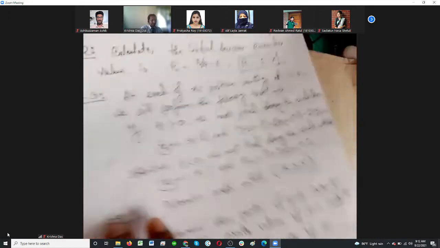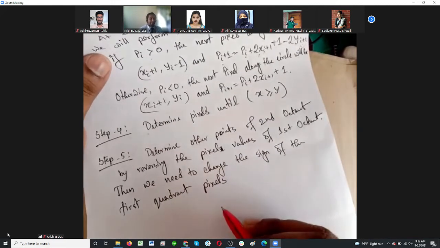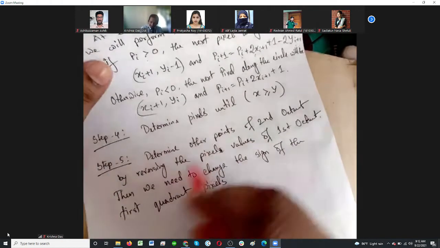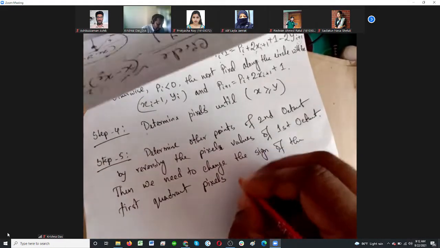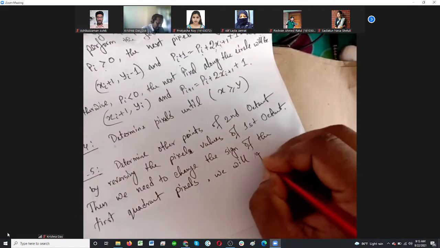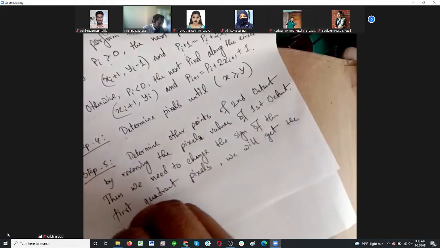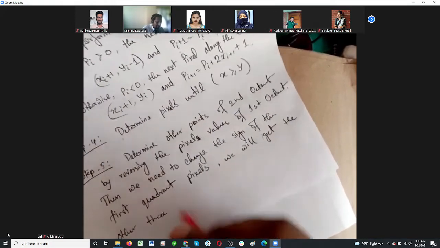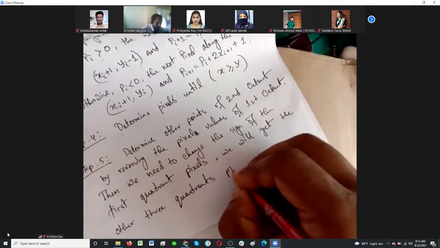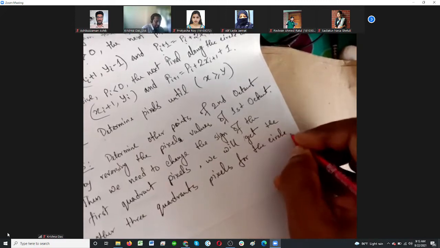So that is what we are trying to write: whenever we find the first quadrant values with these two octants, then we need to change the sign of the first quadrant pixels, and we will get the other three quadrants' pixels for the circle.